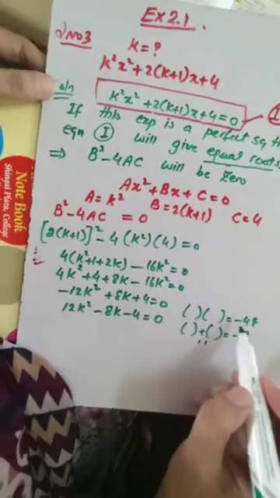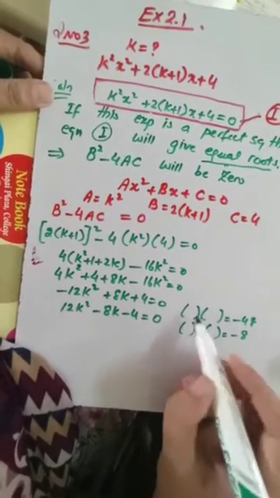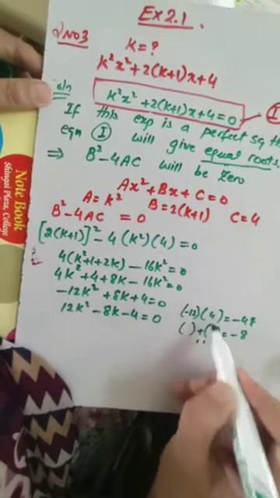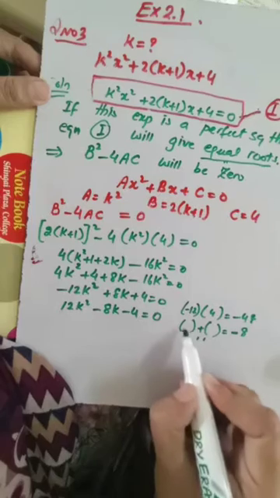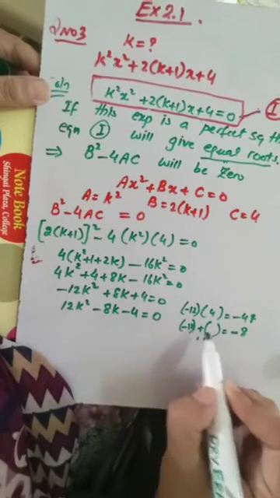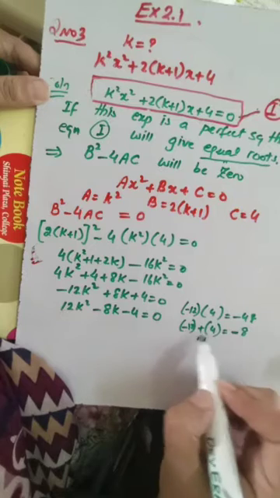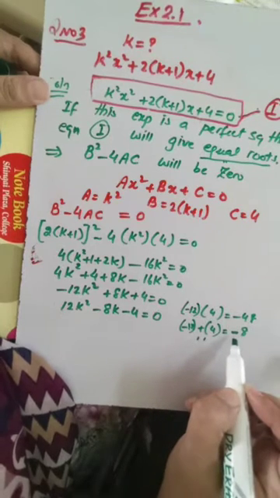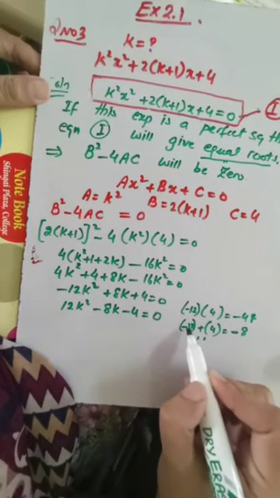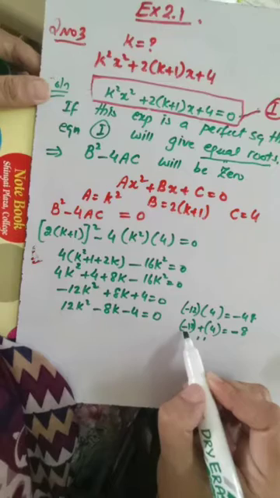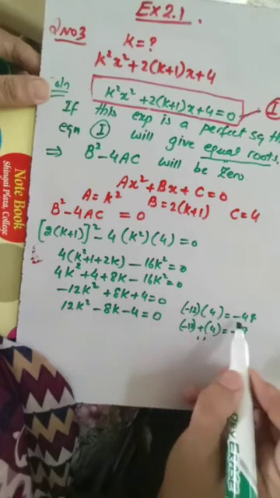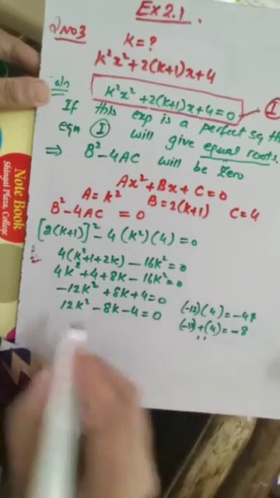Now two numbers whose product is negative 48 and whose sum is negative 8 will be negative 12 and 4. Because we need a negative sign over here, I am going to put negative with 12 and positive sign with 4, so that when we add these numbers, we get a negative sign. The answer takes the sign of the greater number. So now their product is negative 48 and their sum is negative 8.